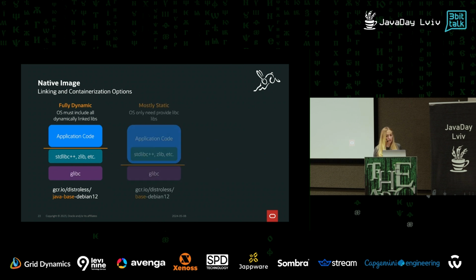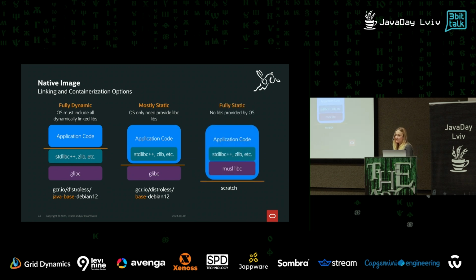But then what you can do, you can use the second option. You can build a mostly static native executable, which will be linked against everything except glibc. So the operating system has to provide the glibc library, the glibc toolchain. And then what you can do, you can build a fully static native executable, which will be very, very self-contained. And then you can deploy it on even the most minimal container that could be Slim container or Scratch container, and you can run it, and it will work, and we will see it.